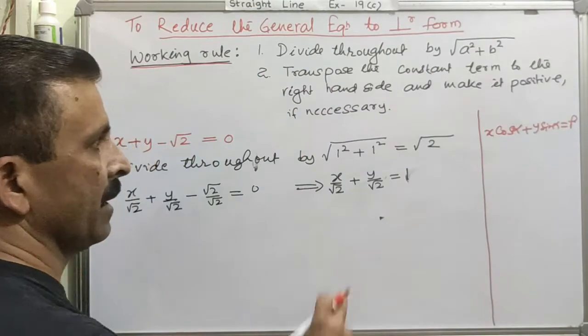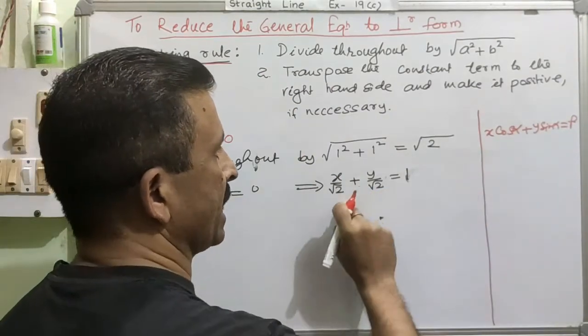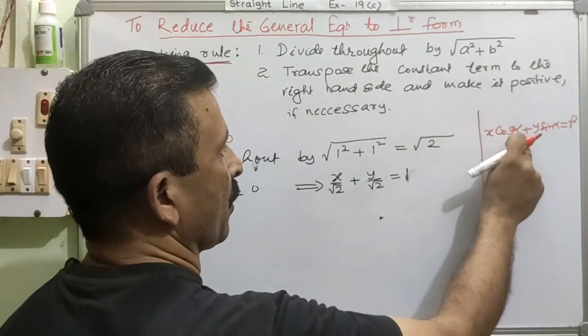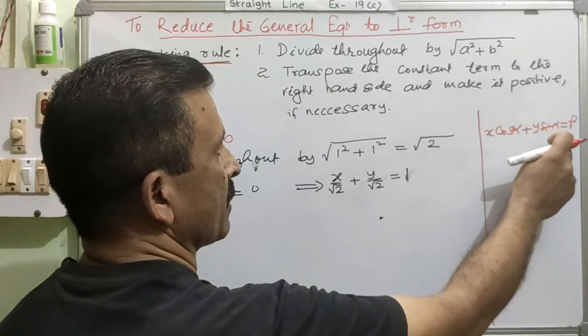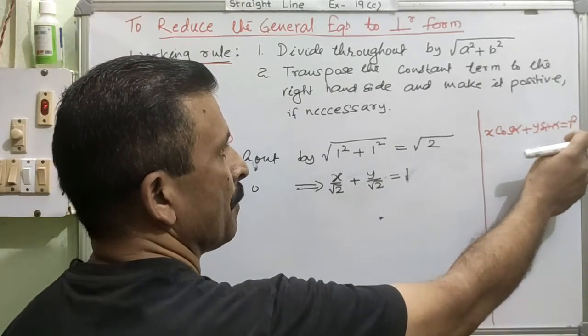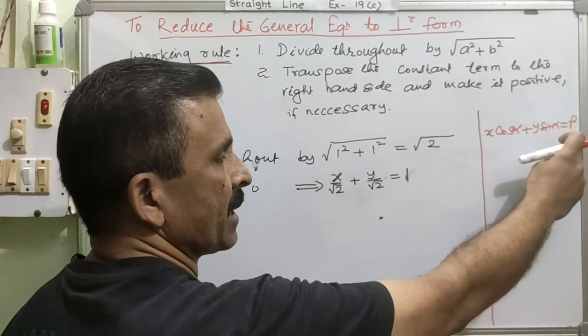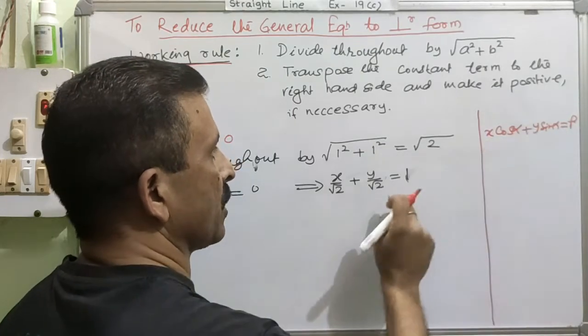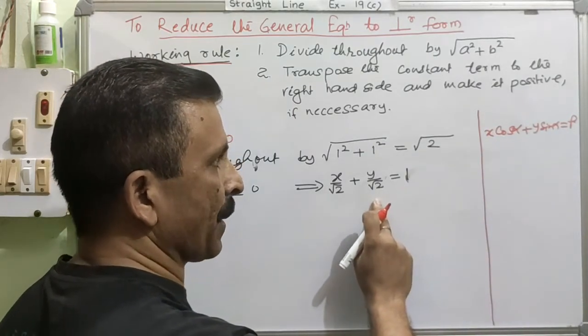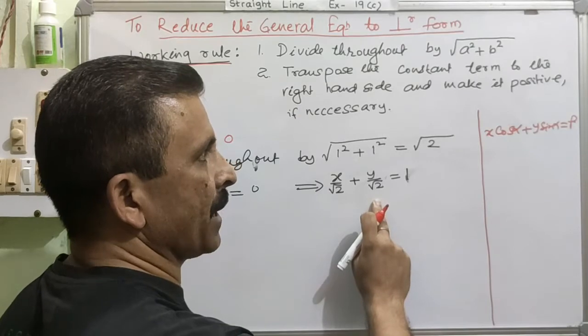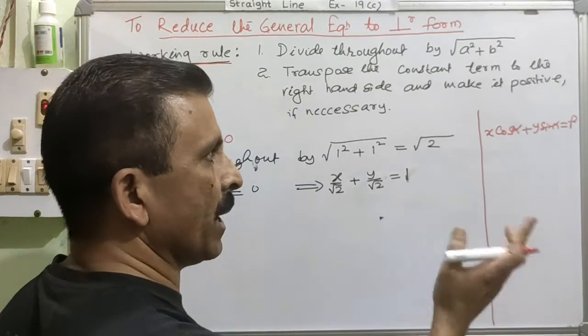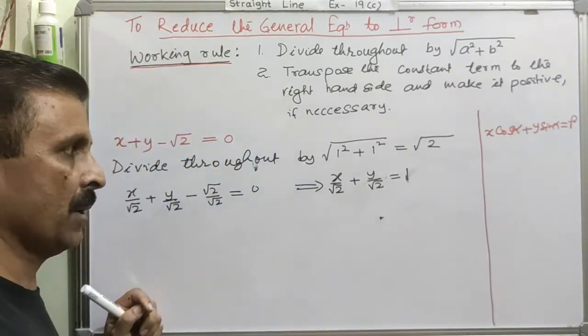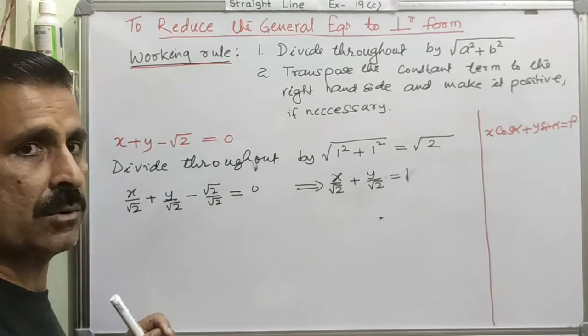Am I very clear? So when I compare this with this, I can easily know what is the value of cos alpha and what is the value of sin alpha, and also what is the p, perpendicular distance of the line from the origin. So if question asks us to find out the length of perpendicular, we will say p is equal to 1. Am I very clear? Quite often they will ask you this question.